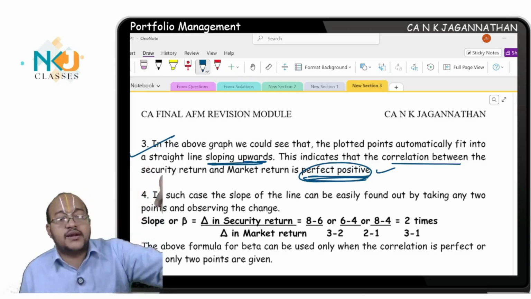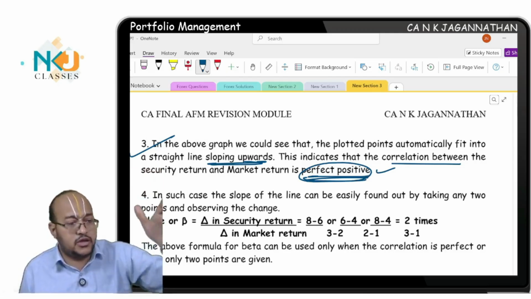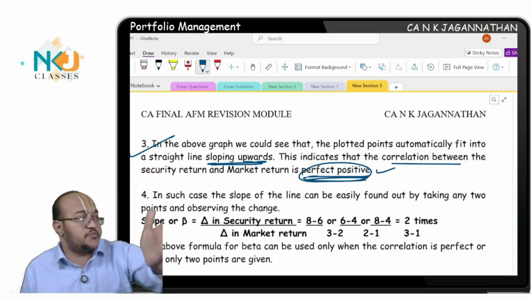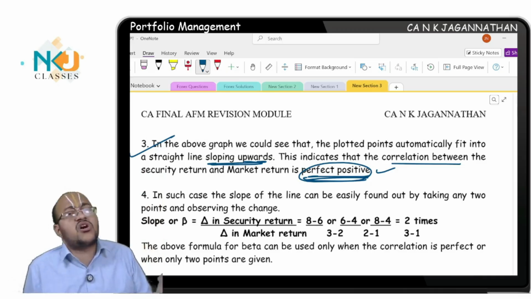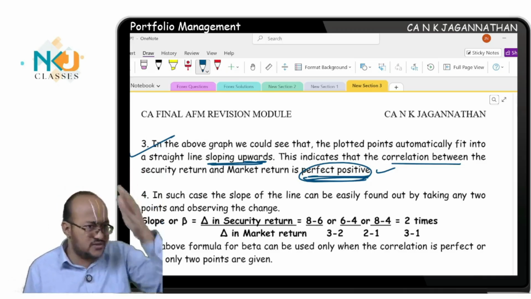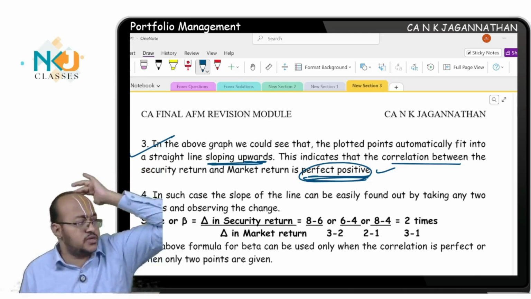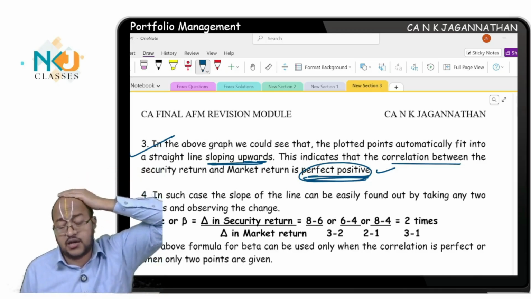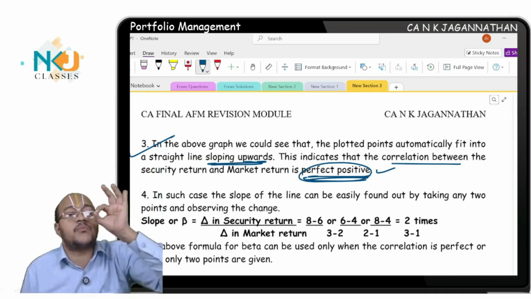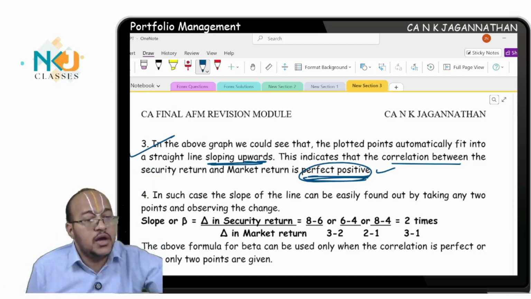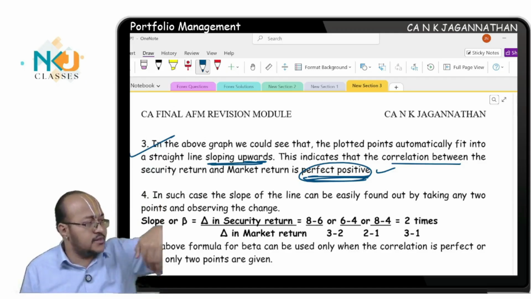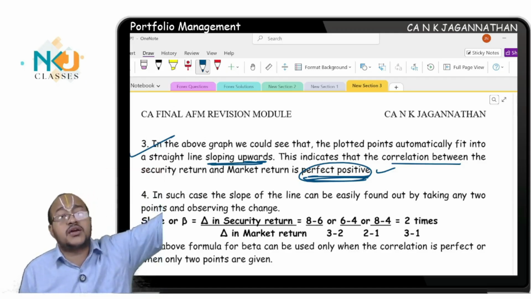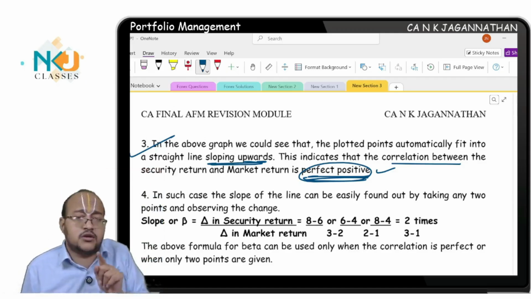Since it falls in a straight line, as I already told you in the Markowitz portfolio theory, when correlation is perfectly positive or perfectly negative, perfectly negative means a downward slope and perfectly positive means it will go up. Are you all understanding? If it is perfectly positive, it will form a straight line and not a curve. Only when the correlation is not perfectly positive will the curve form. That is why the efficient frontier came into the picture under Markowitz portfolio theory. Are you all understanding?